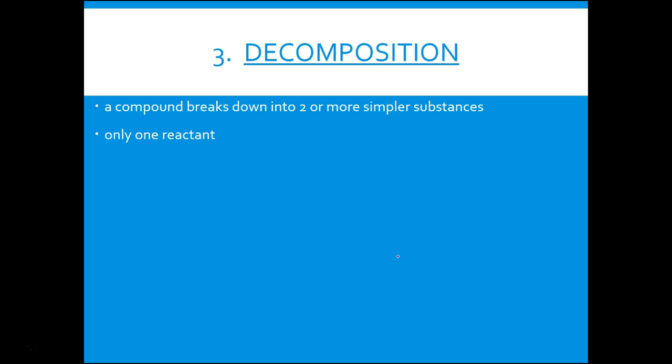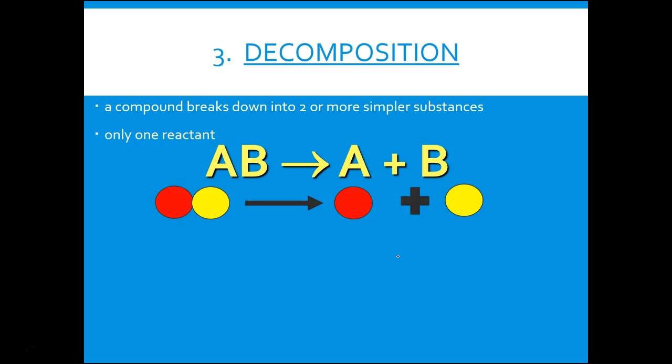I feel like synthesis and decomposition reactions are the easiest to recognize, because there's only one product in a synthesis, and there's only one reactant in a decomposition. So it automatically should clue you off, okay? So generic, AB, something complicated or complex, breaking down to A plus B, which are the more simplistic forms of those. And then we see the red and yellow together, breaking apart into a red particle and a yellow particle. So we get the idea.